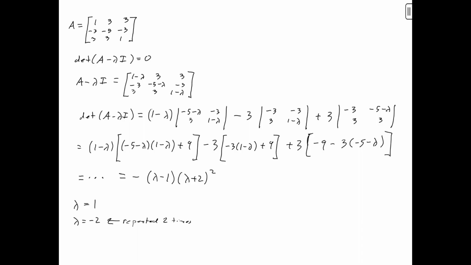So that one is occurring twice. So we hopefully will be able to find 2 linearly independent eigenvectors for lambda equal negative 2. So let's see if we can do that. So the first piece is I'm going to rewrite my A.